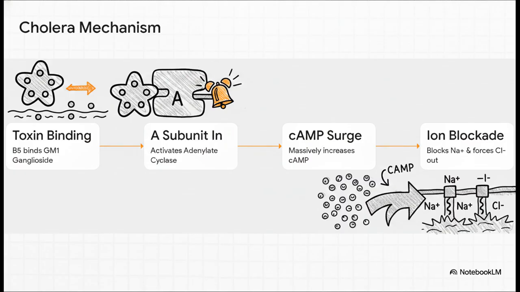Step 1, the B pentamer acts exactly like a key, binding right to the GM1 ganglioside receptor on your intestinal epithelial cells. Step 2, this lets the A subunit slip inside where it ADP ribosylates a G protein. Basically, it permanently jams the cellular adenylate cyclase alarm in the on position. Step 3, this massively ramps up intracellular cyclic AMP. And finally, step 4, that huge surge in cyclic AMP completely blocks sodium absorption and kicks chloride secretion into overdrive.